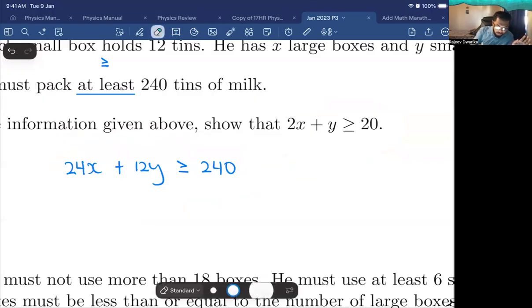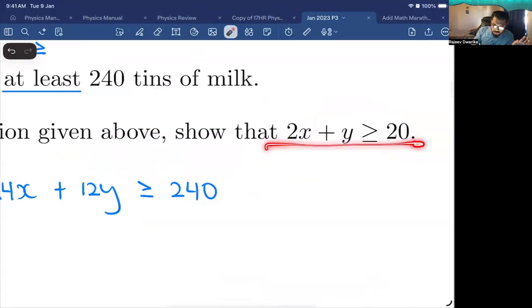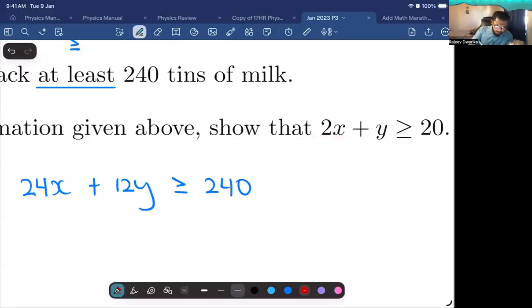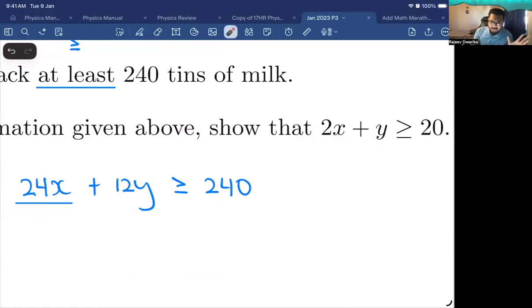We want to prove this, right? So I'd advise you to look at, say, the x term. What is the number in front of x over there? 2. What is the number in front of x over here? 24. What would I have to divide 24 by to get 2? 12. Aha. And let's see if that applies elsewhere.